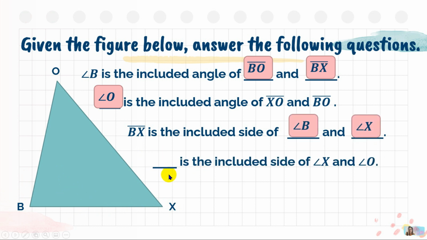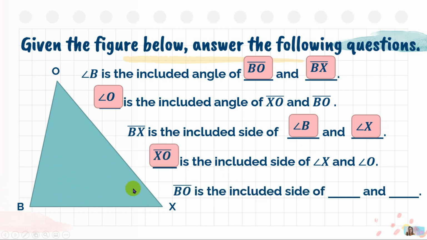Another question, blank is the included side of angle X and angle O. Alin naman daw po ang included side kapag kinuha natin si angle O at si angle X? Alin yung nasa gitna niya? So, we have side XO. Then, the last one, if we have side BO, alin daw po yung dalawang angle na nakapagpa-include sa kanya? We have angle B and angle O. Okay. So, again, these included angles and included sides are prerequisite to what we're going to learn in our lesson today. Okay. So, let's proceed to our second objective.